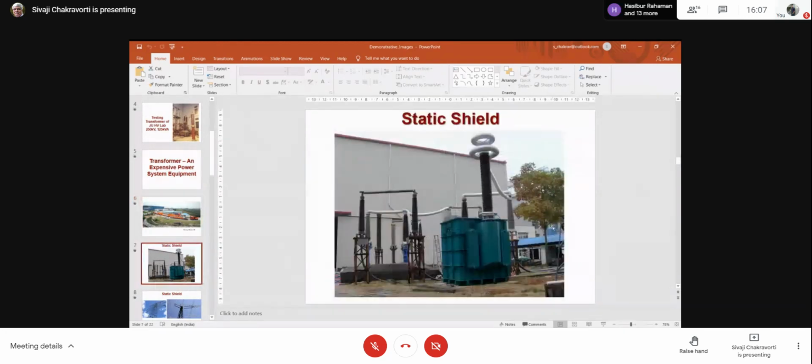Now I go to this other one. See again the static shield. See how it is used. And you can see here the conductors are quite large in diameter. You can see here my mouse. Now these are because we want to reduce corona, so we have increased the diameter of the conductors. No other reason. This is not for current carrying. For current carrying, you don't require such big diameter. It is only to reduce the corona.